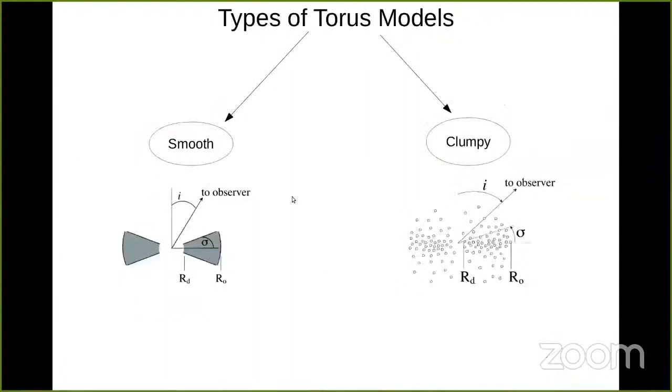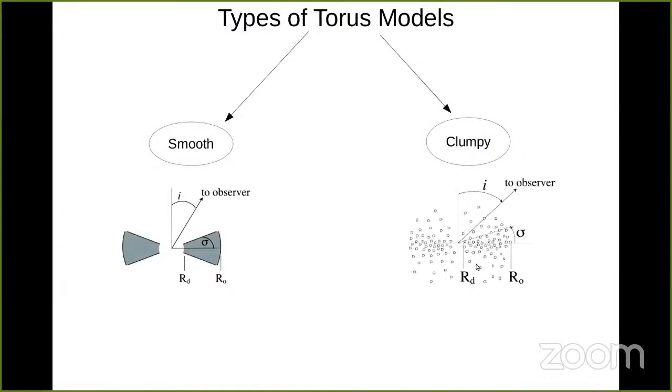Now let us discuss a bit about the accepted types of torus models. It is generally either smooth or clumpy. As the name suggests, a smooth distribution is given for a uniform distribution of clouds, whereas clumpy models suggest that different radii have different cloud densities, forming clumps of non-uniform distribution of the cloud.